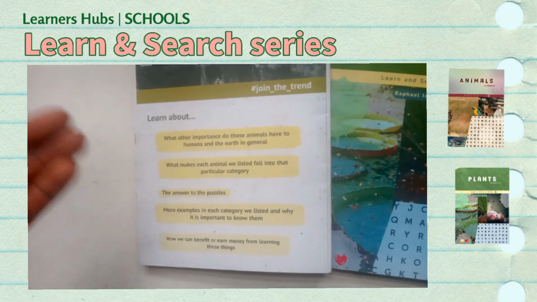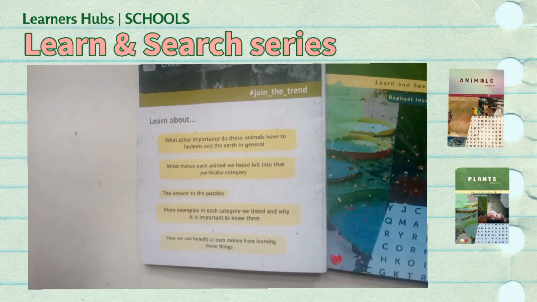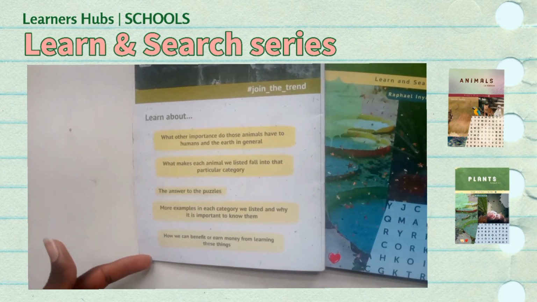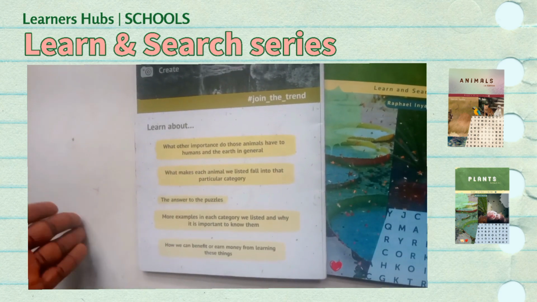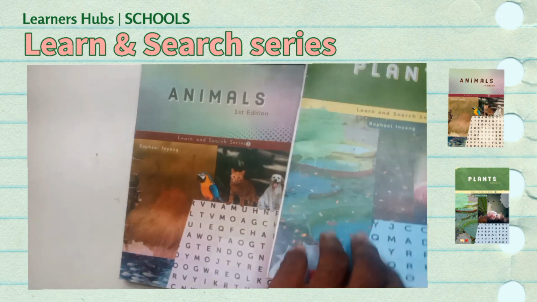see what you can create media for, or you can look for answers to see what other importance these animals have, and some other things that we can use to create media from, like how can we benefit or earn money from learning these things about domestic animals and the other animals in the book. And it's similar to the plants book.